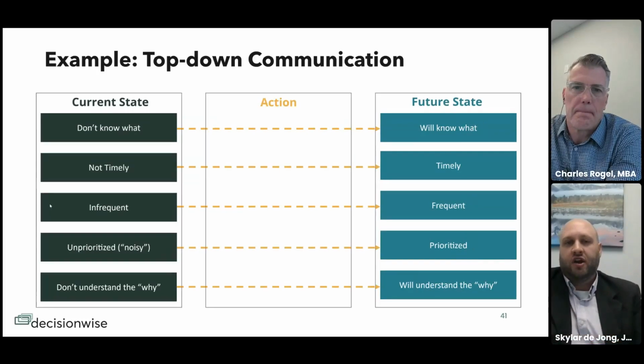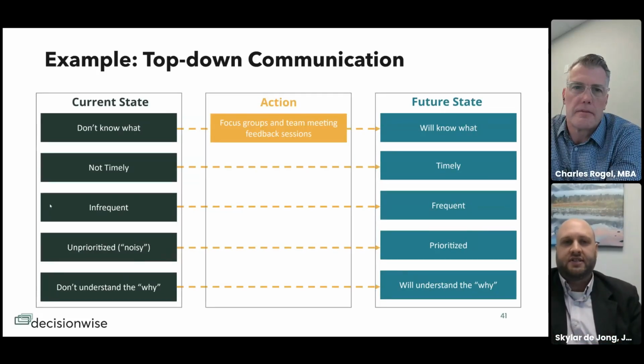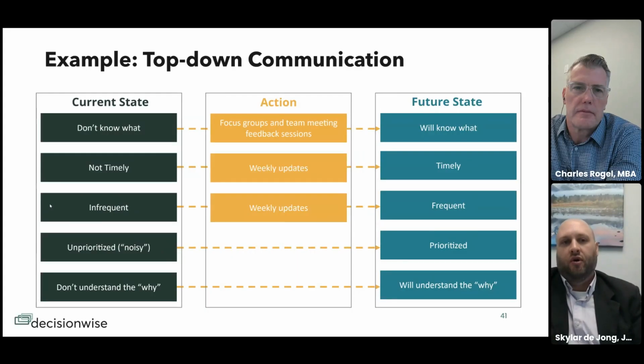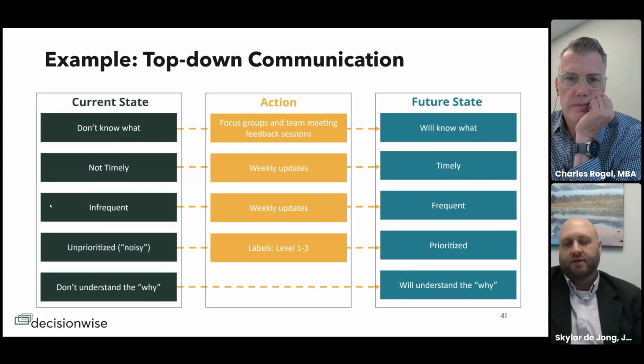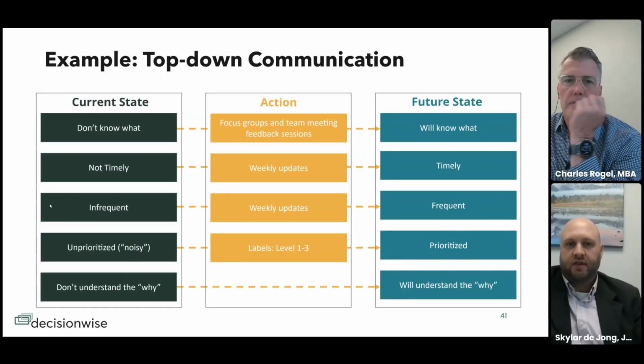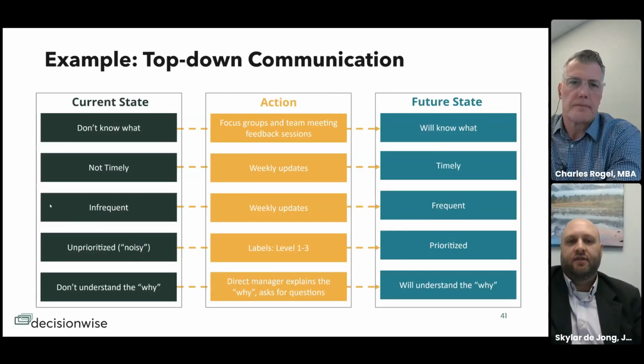And then this is where you can easily start to fill in that action and say, okay, what's it going to take for us to go from we don't know what's going on to we will know what's going on? Okay, focus groups and teamwork, team meetings and feedback sessions where we can hear what's going on within the organization. Or with timely, we can have weekly updates. That's going to fit in the timely and frequency, and that'll solve some of that. Prioritization will have some labels on things, right? Is this priority number one, or can this be on the back burner, and do some of that planning from there.